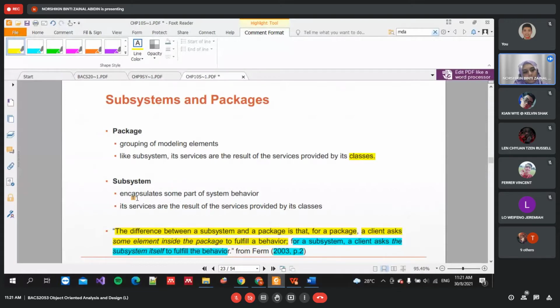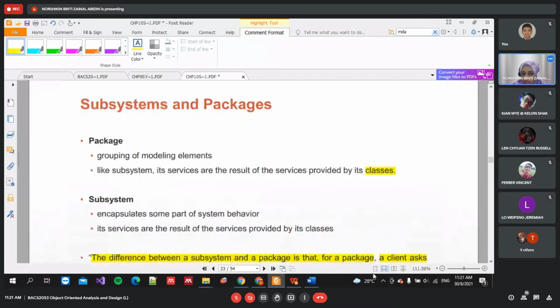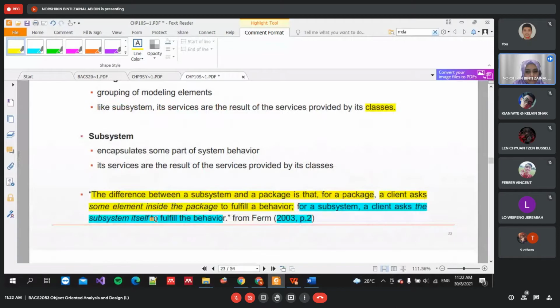Okay. A subsystem encapsulates some part of the system behavior. Encapsulate also refers to the meaning of grouping together. This was already covered in chapter 1 or 2, I don't remember, but encapsulate means we are grouping together in one thing, in one package. So some part of the system behavior, and each service is the result of the service provided by each class. Same with the second point of package here. Check this one, check this two. Okay. Service provided by its classes.